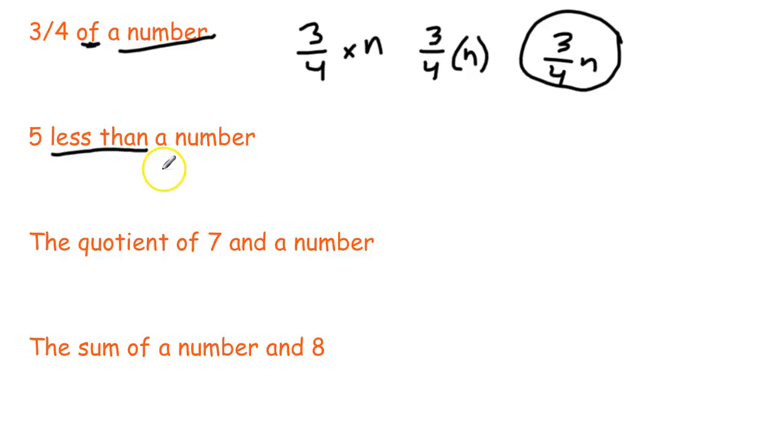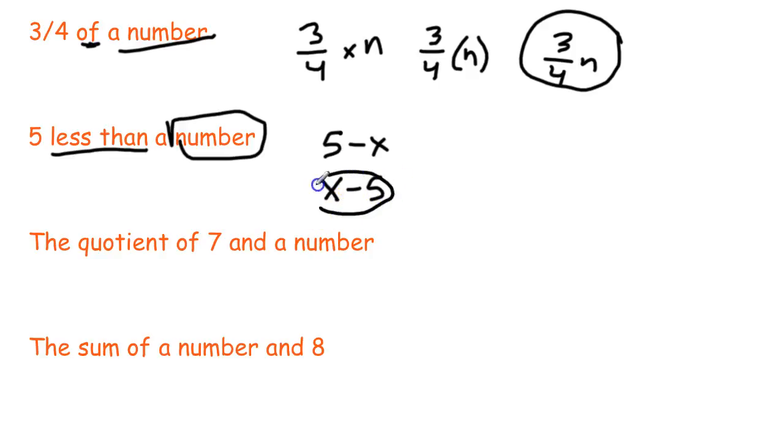So 5 less than a number. For a number, I'm going to use a variable. I'll use x this time. But my question is, will it be 5 minus x or x minus 5? Take a second, try to think about what it would be. If you thought it was this one, you are correct. Why? Because we have the number and we want 5 less than this number. So whatever number it is, we subtract 5 from that. So this is the right way to write it.